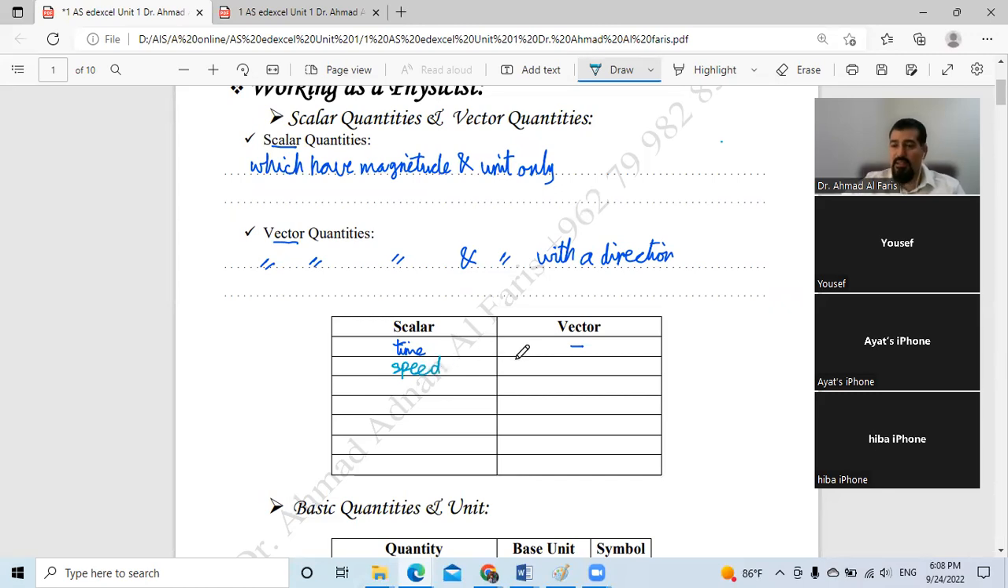it doesn't have a direction. When it has a direction, what do we call it? Yes, send me in the chat. Thank you, Yusuf. Another one. Bravo. A third one. Exactly, we call it velocity. So velocity, since it has direction, will not be a scalar anymore. It will be a vector.